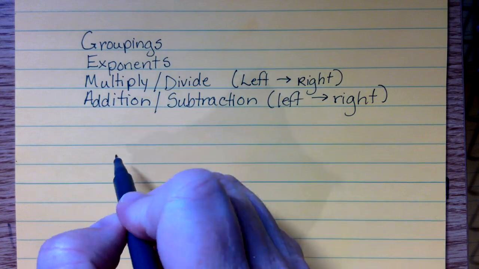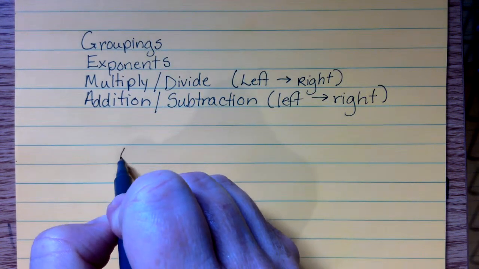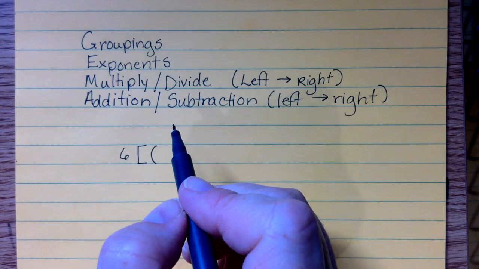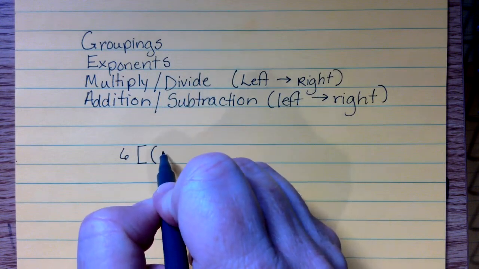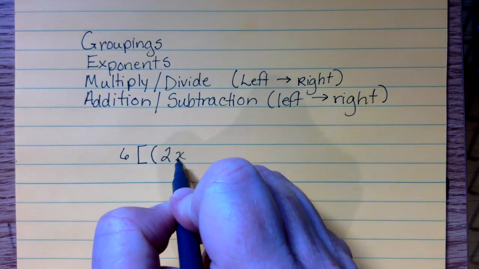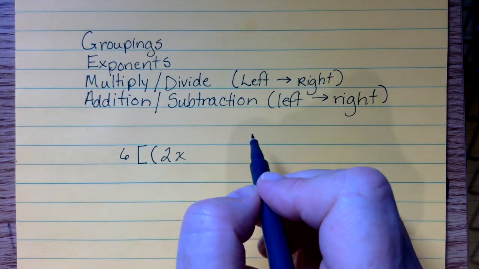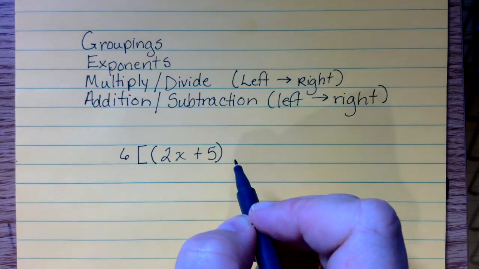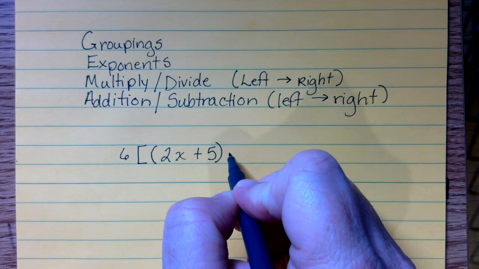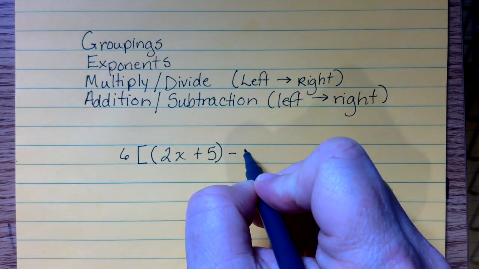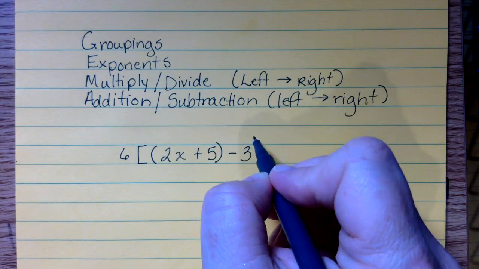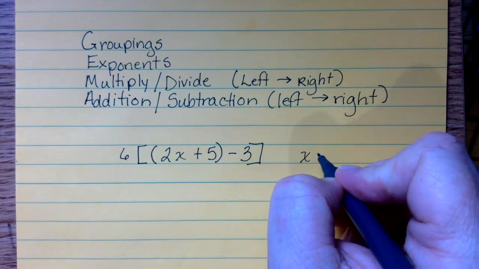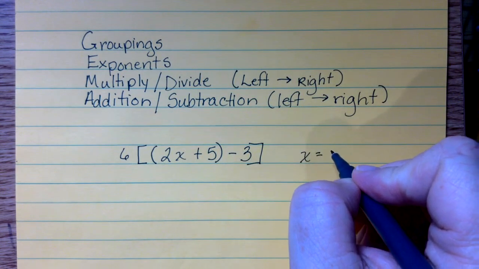Let's look at 6, and let's do a bracket and parentheses, and let's do 2x plus 5 minus 3 when x equals 4.